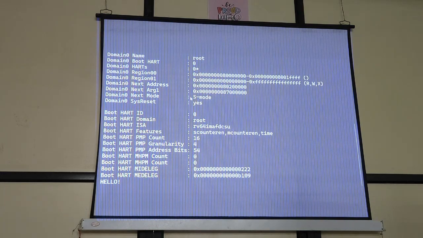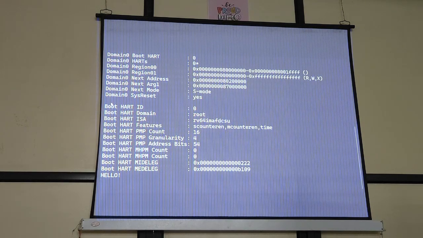Then the next mode will be the S mode. Then the current hart ID where OpenSBI is booted, and your bare metal image will load in the hart ID. And finally we get hello printed here. So we have basically written assembly like this to run hello on a RISC-V based core inside the OpenSBI environment. Currently, hello is being run in S mode.